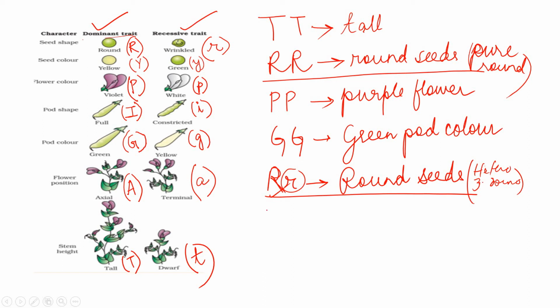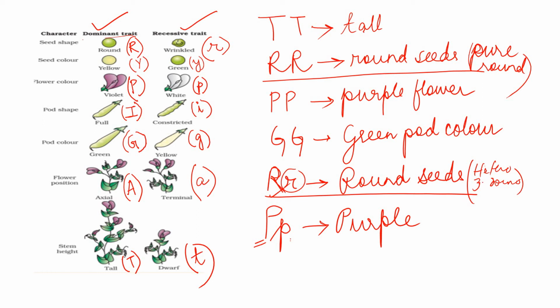Then suppose I write the genetic code as capital P and small p. That means the flower will have white flower? No, the flower will have purple flower. Capital P is dominant over the small p, over the white. Purple is dominant over white flower.